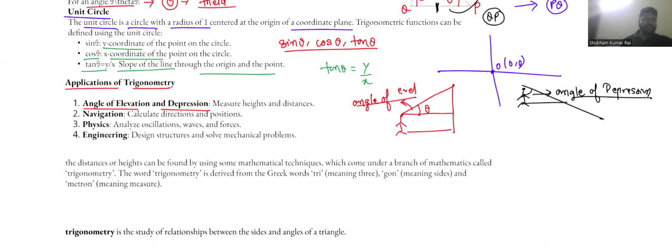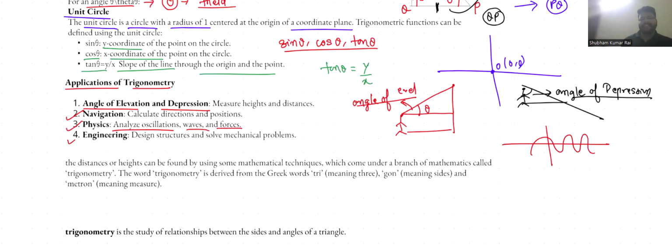Okay. After that, we use this trigonometry in navigation, to calculate direction and position of something. In physics, we use it to analyze oscillation, waves, and force, how the waves are formed. We will be discussing this in trigonometry here in the second part of this chapter. Do not worry. And in the fourth, that is engineering.